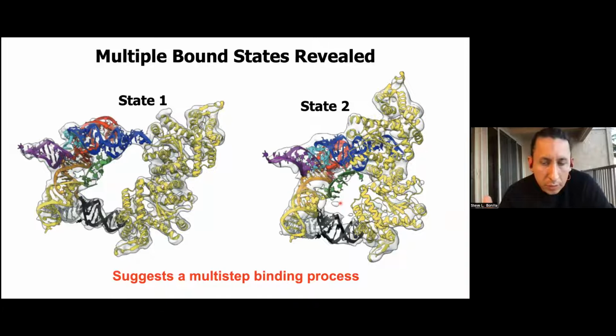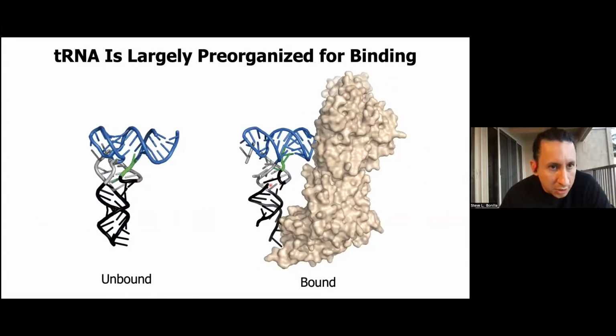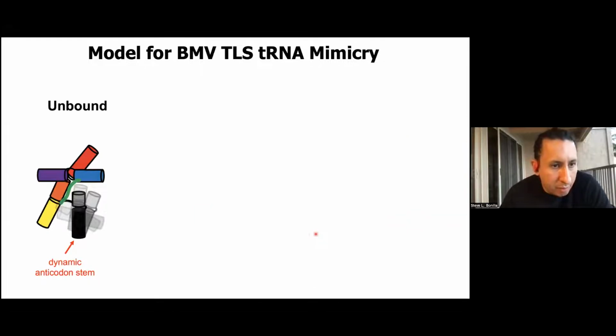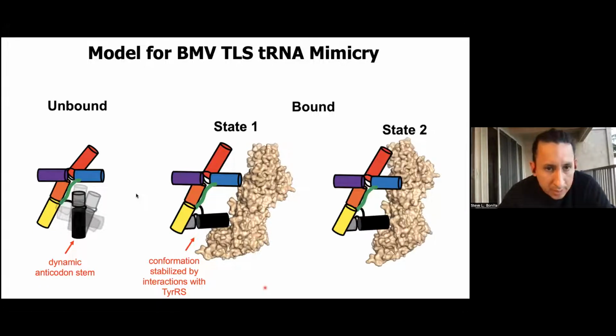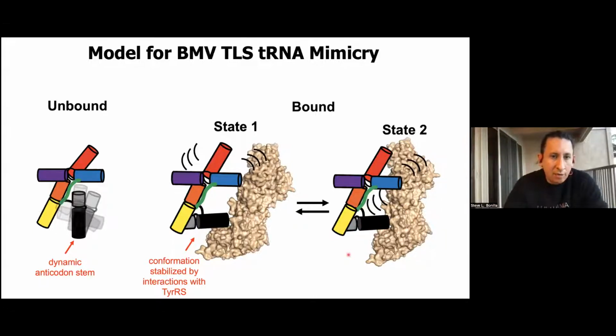In contrast to tRNA, which appears to be largely pre-organized for aminoacylation, the viral mimic exists as a dynamic conformational ensemble in which this anticodon stem probes and samples many different conformations, and then undergoes this very large rearrangement that is stabilized by interactions with the synthetase. Our data also revealed multiple bound states that suggest this is a multi-step binding process, and that this complex itself is conformationally dynamic.